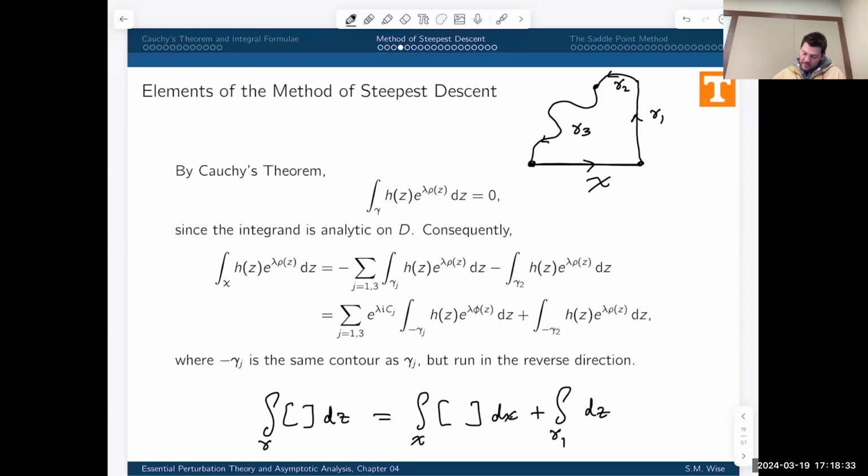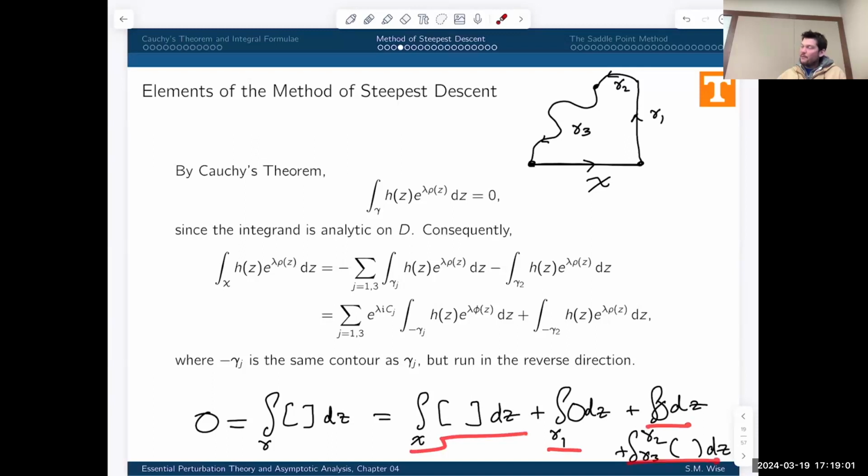not dx. We're living in complex land. Then I run gamma 2 next. That's the little bridge contour. There are things inside of here. And then finally, I run gamma 3. All right, but this is equal to 0 by Cauchy's theorem. So that means I can say that this guy is equal to this plus that with a minus sign, right? That's what I have here.